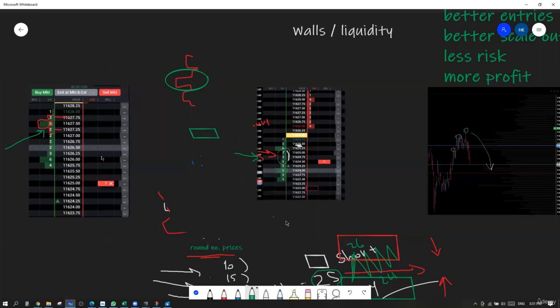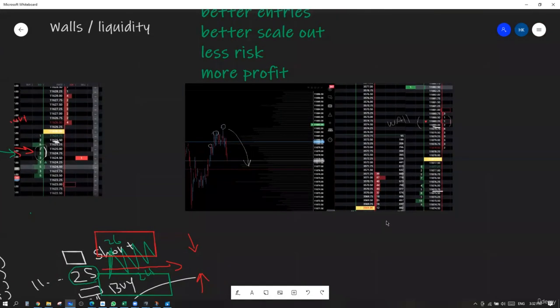The last thing I will talk about in this section is liquidity. Liquidity is the opposite of a wall. It means, if you have... I'll have an example here.